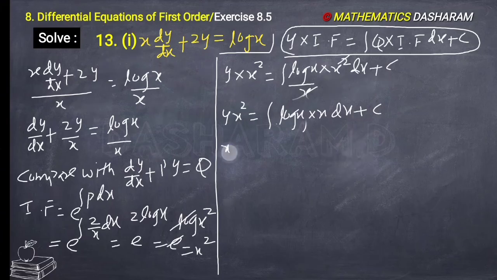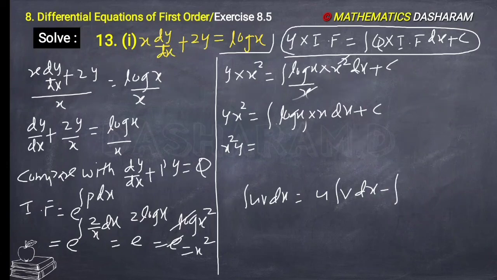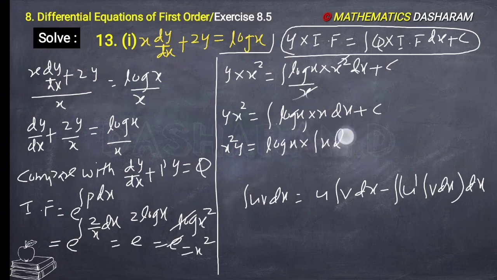So x square into y equals to, here the u into v formula. The u into v formula is what? Integration u into v dx equals to u into integration v dx minus integration of u dash into integration v dx, whole dx. So then here log x into integration x dx minus, u dash means derivative of log x, that is 1 by x, integration v, that is x dx, whole dx.